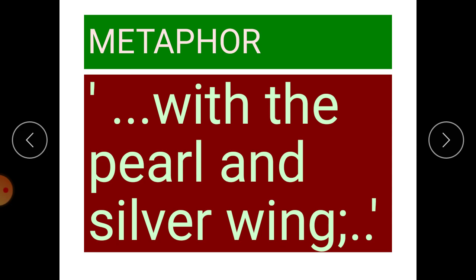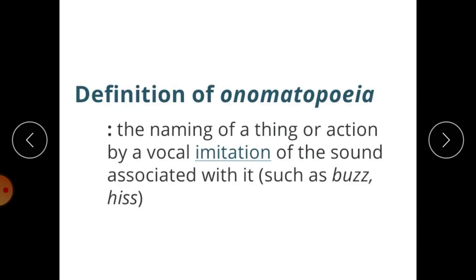Now, metaphor. We have already discussed metaphor. Now, let's see where metaphor has been used in the poem. "With the pearl and silver wing." So, the wing of the fly is compared with the pearl and silver. It was so transparent that the spider told that it is looking like pearl and silver. "Your wings are like pearl and silver." But why is it not a simile? Because no word of comparison such as "like" or "so" has been used here to compare the wing with the pearl and silver. So this is the metaphor.